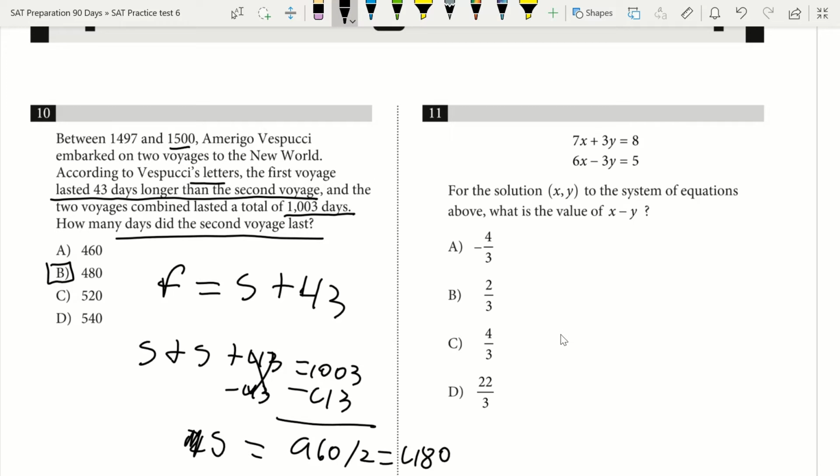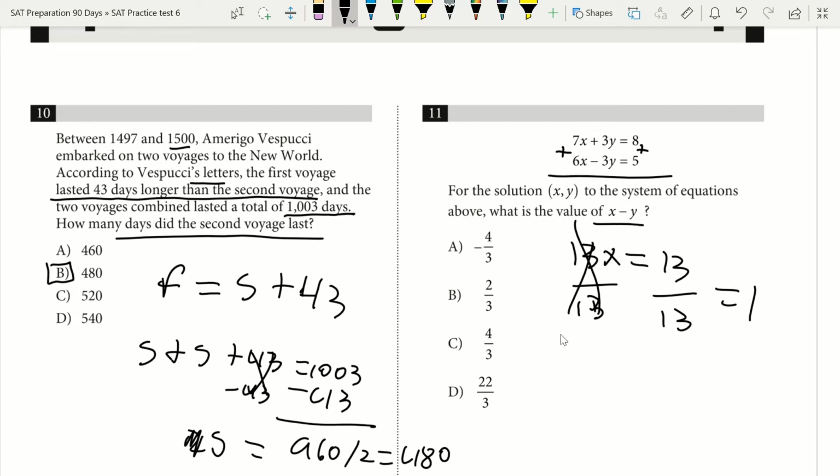All right, question number 11. For the solution xy to the system of equations above, what's the value of x minus y? We're going to go ahead and solve for x here. I can add these to get rid of my y, because 3y plus negative 3y gives me 0y. I have 7x plus 6x, that's 13x. That's going to be 8 plus 5, that's 13 as well. So x is going to equal 1. Dividing each side by 13, we see that x equals 1.